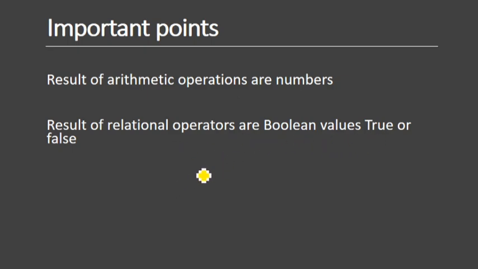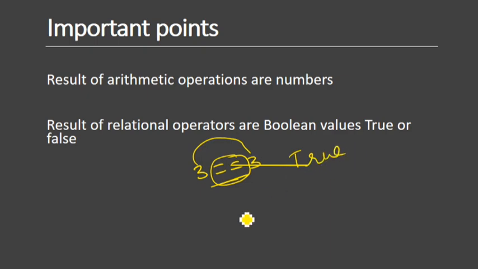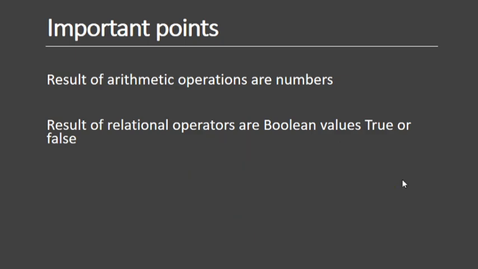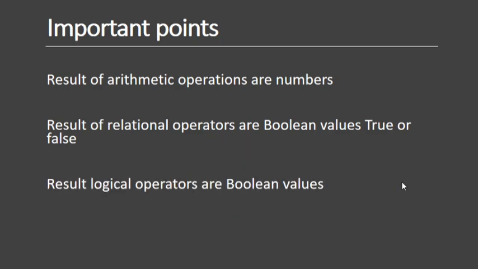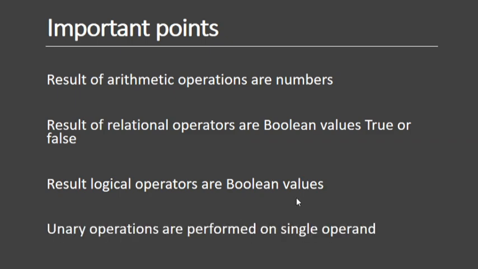For example, I'm comparing here 3 equal to 3. This is the relational operator, and it compares the values. If it is true, we are going to get true as output. For example, if I write 4 equal to 9, it is false, so I'm going to get my output as false. The result of logical operators are also Boolean values.